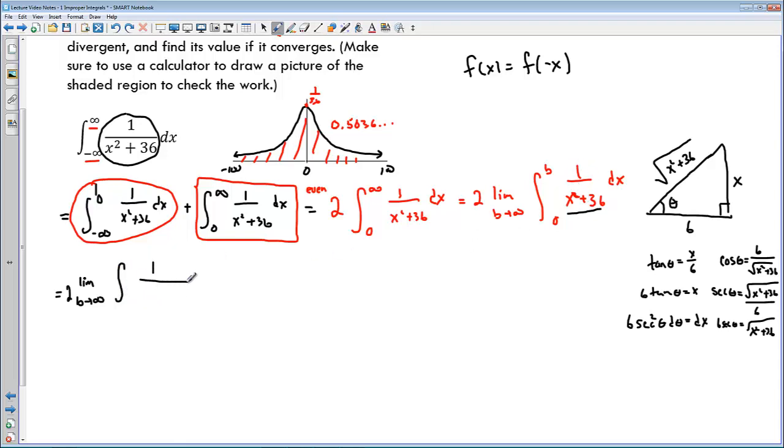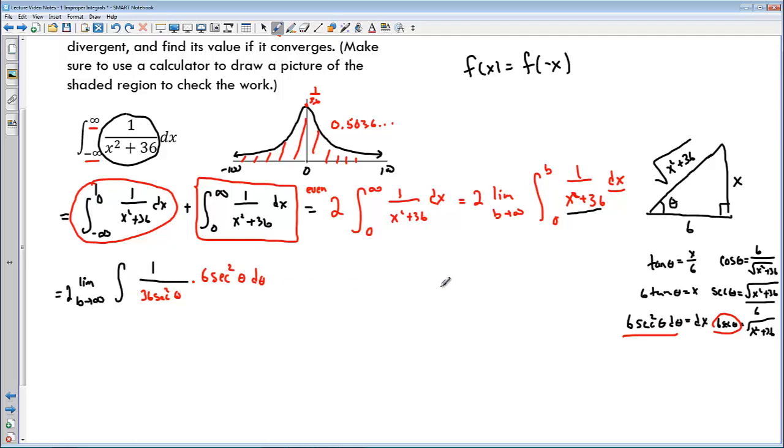So I have 1 divided by x squared plus 36. Well, remember, that's just this thing down here squared. So I'm just going to square this, and that'll give me x squared plus 36. So if you square that, you get 36 secant squared theta times, and then here's my dx. Well, my dx is this thing here, so I'll put that right here. So it's 6 secant squared theta d theta.